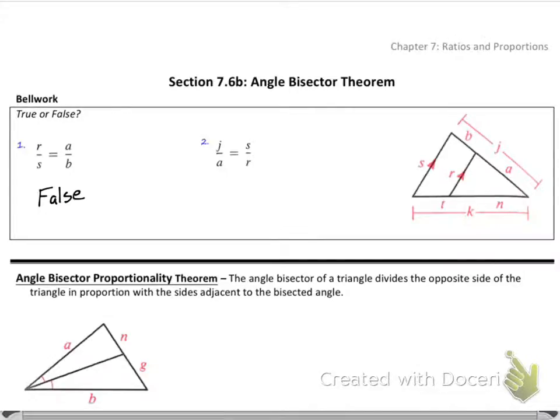In our next one, we have J to A. So that's a whole side, right? I have a whole side compared to that. And that's comparing to my parallel to a parallel. That one is okay. That one is true. This one is true because I'm holding onto the actual triangle ratios.